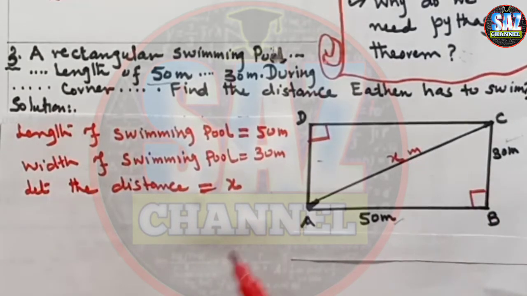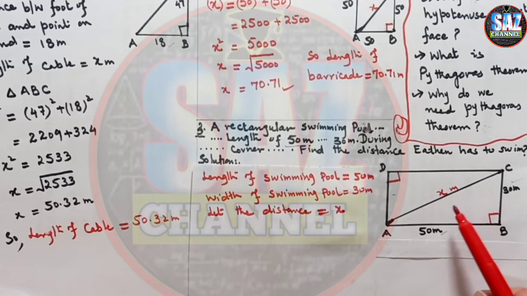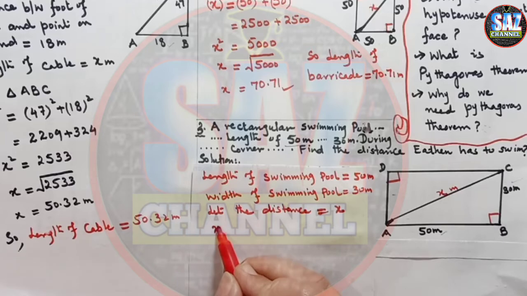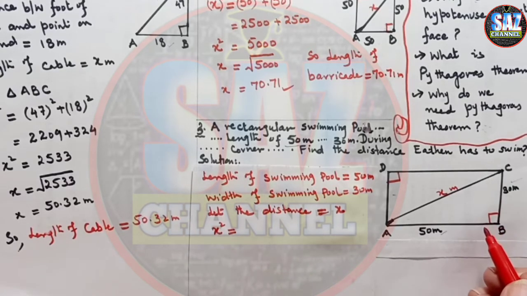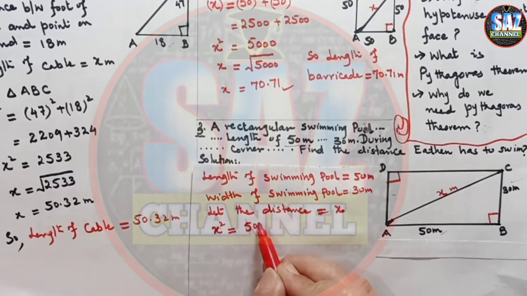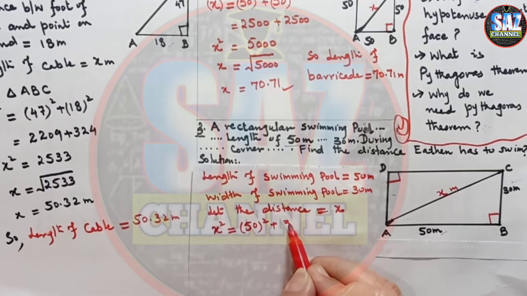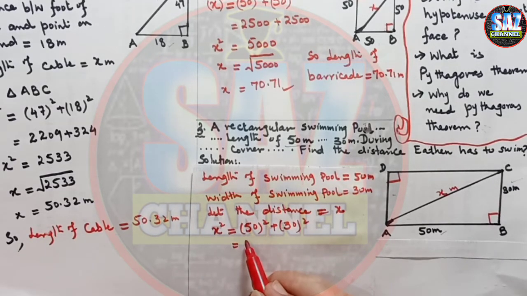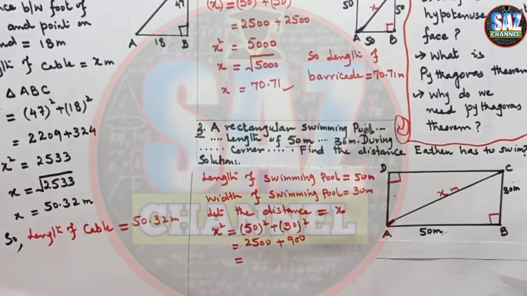Then according to the Pythagoras equation, we know that the square of the hypotenuse, meaning x square, equals the sum of squares of the other two sides. That means 50 square plus 30 square. Now take the square of these two numbers. The square of 5 is 25, and then double the zeros, and 30 square is 900. Add up 2500 and 900 and it will give me 3400. Let me check the calculation. 2500 plus 900 gives me 3400.